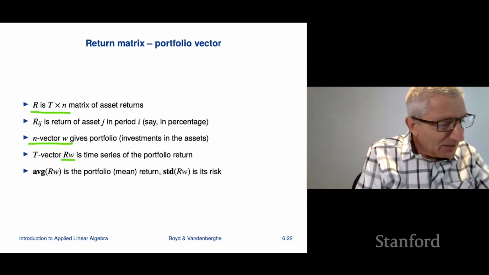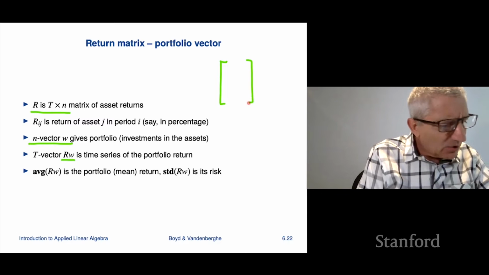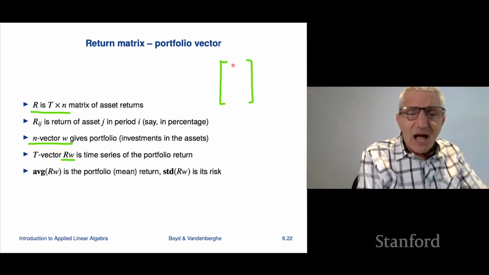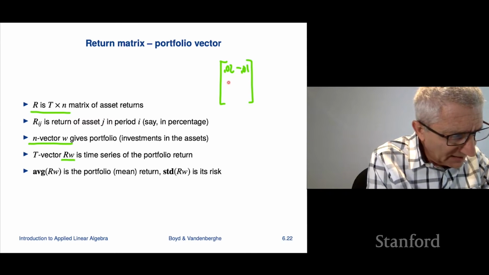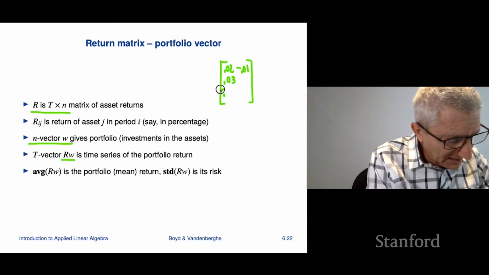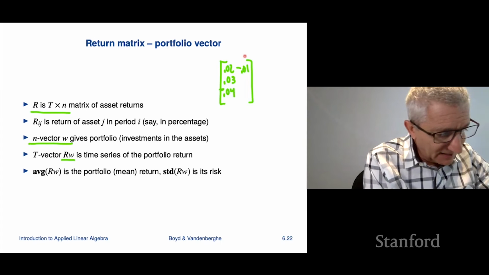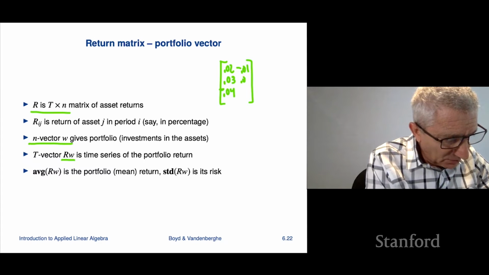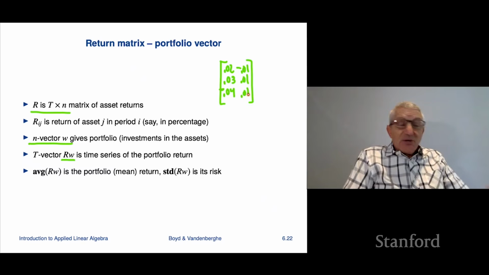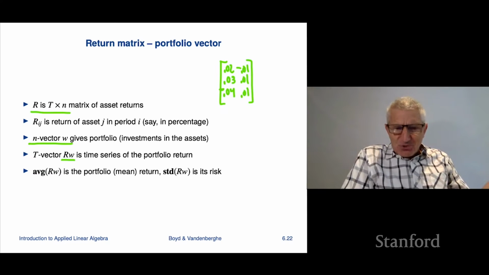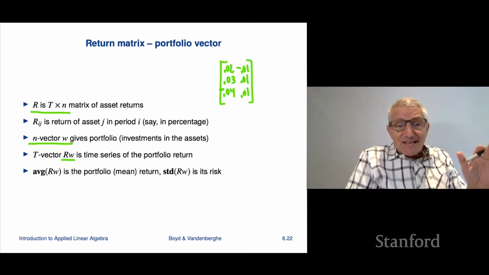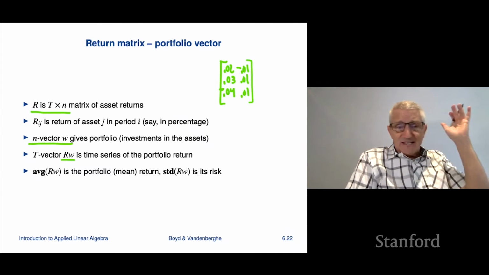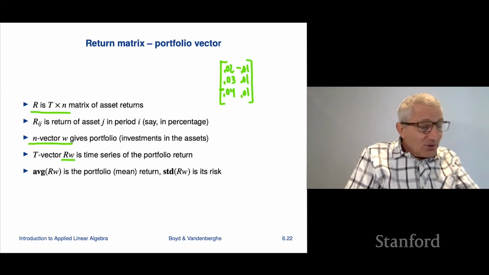So we could just do a quick example. I'm not going to work everything out because it's kind of goofy. The first row is 0.02 and minus 0.01, the next is 0.03 and 0.01, and the last is minus 0.04 and 0.01. It's silly because it's so small, but the point is 3 time periods, so 3 trading days, and 2 assets. I don't know what they are, Google and Intel, I couldn't care less. So here are the 2.